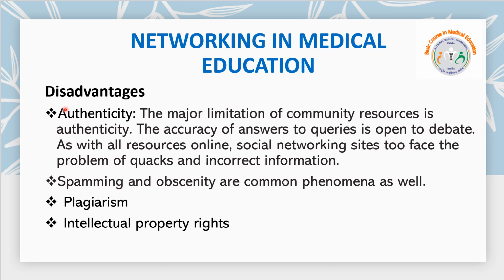First is authenticity. The major limitation of community resources is authenticity. The accuracy of answers to queries is open to debate. As with all resources online, social networking sites too face the problem of quirks and incorrect information. So Mr. Google is not always right. So it is better to consult the textbooks if you get information on a social networking site. Then spamming and obscenity are common phenomena. Plagiarism and intellectual property rights are also a problem with networking sites.